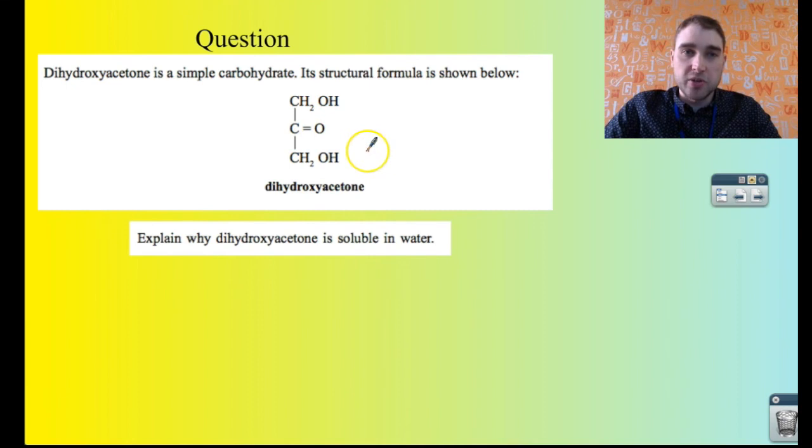So here, if we look at dihydroxy acetone, we've got two hydroxyl groups, so OH groups, and we've also got a C=O group, and each of those can form hydrogen bonds with water molecules. So because it's a small molecule that can form lots of hydrogen bonds with water molecules, it's going to be readily soluble in water. Here's another question.